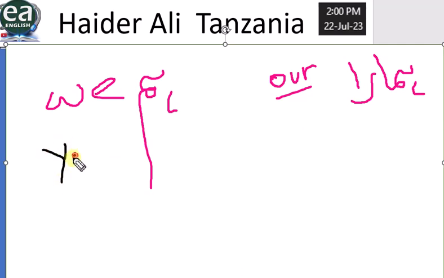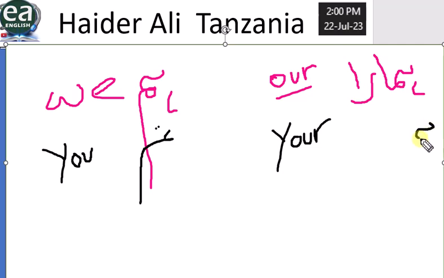Okay, and what is that? You, tum. Yes, we say tum. With te mim tum. And then if I want to say it possessively, we write your, right? And we say te mim alif ta, tama, and then re alif ra. So what word will it be?